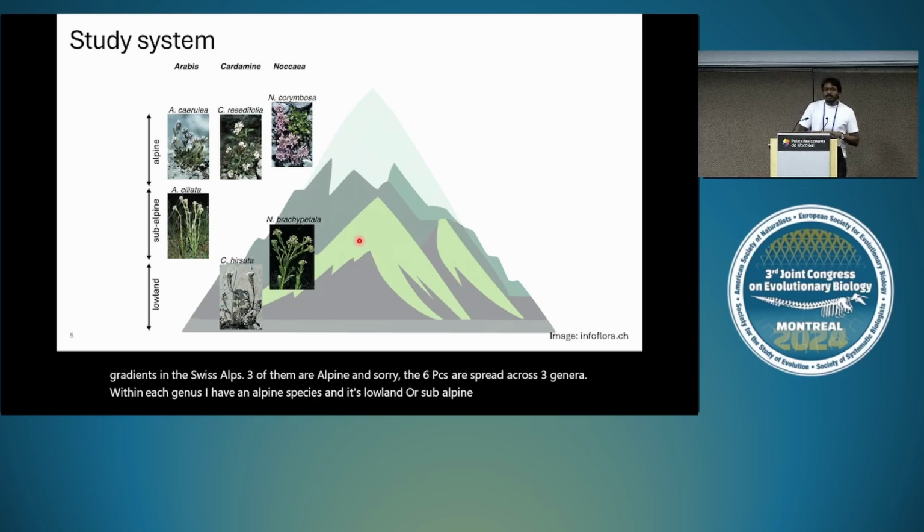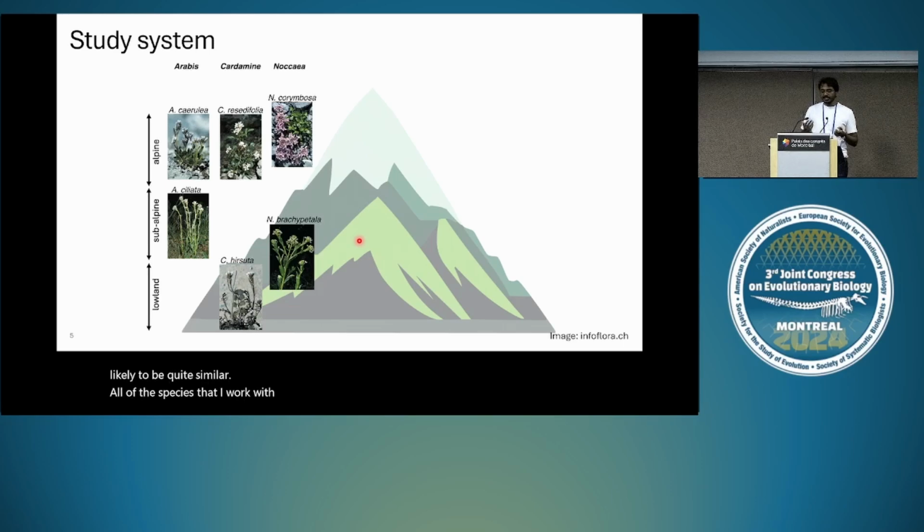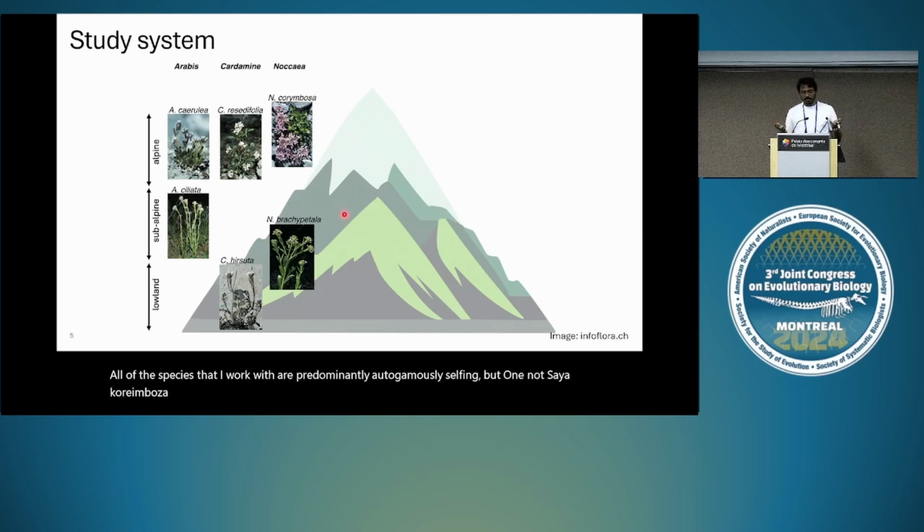There are several advantages of working with Brassicaceae, and the first one is that they are competition averse and inhabit patchy areas, usually to avoid competition. And they have, as a clade, lost associations with mycorrhiza, which means that their realized biotic niches are likely to be quite similar. All of the species that I work with are predominantly autogamously selfing, but one, Noccaea corymbosa, and all of them are also conveniently diploid.